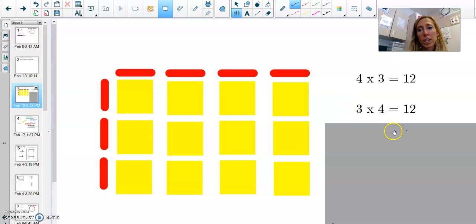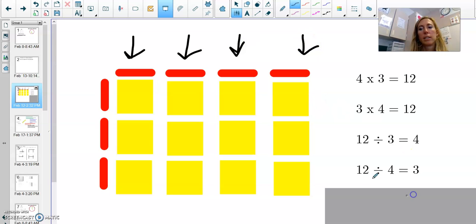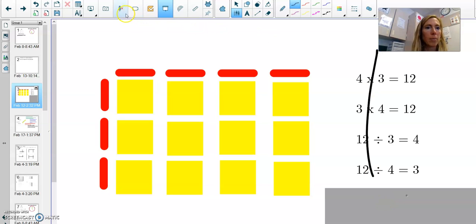And now we could come up with even more, because if I have 12 tiles and I divide them up into groups of 3, there they are, into groups of 3, how many groups of 3 am I able to make? Here's 1 group of 3, 2 groups of 3, 3 groups of 3, 4 groups of 3. And then one more, 12 divided up into groups of 4. Well, I was able to make 1 group of 4, 2 groups of 4, 3 groups of 4. Okay, so it's showing that an array can give us the fact family.